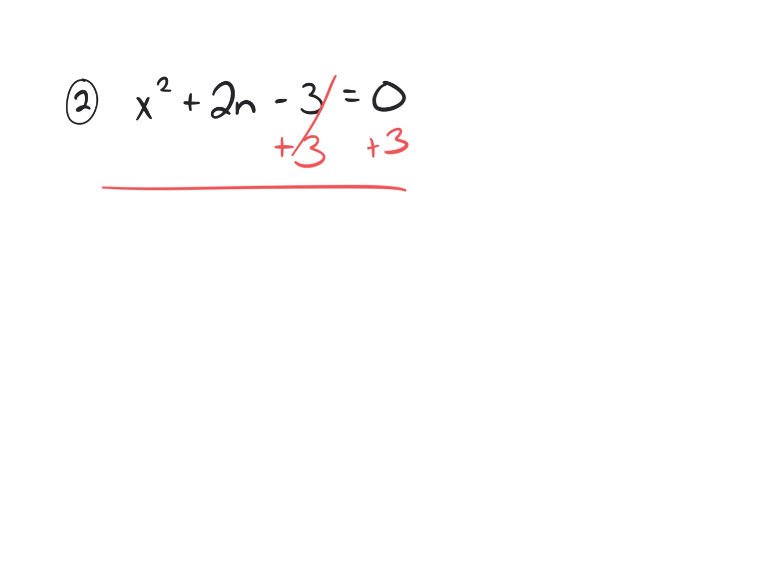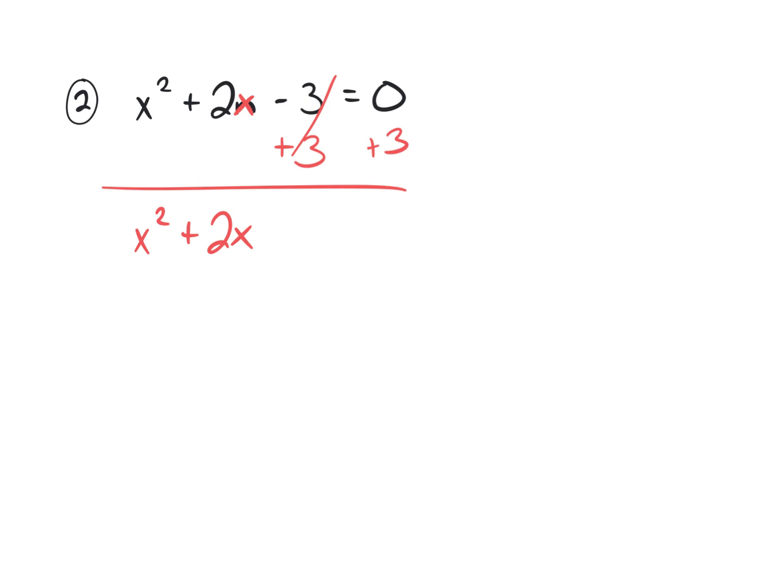Example 2, let's do x squared plus 2x minus 3 equals 0. Solve this by completing the square. When completing the square, what do we need to do first? Get rid of the c value. How do I do that? Add 3. I want to add 3 to both sides. So I get x squared plus 2x, sorry, that was supposed to be an x.